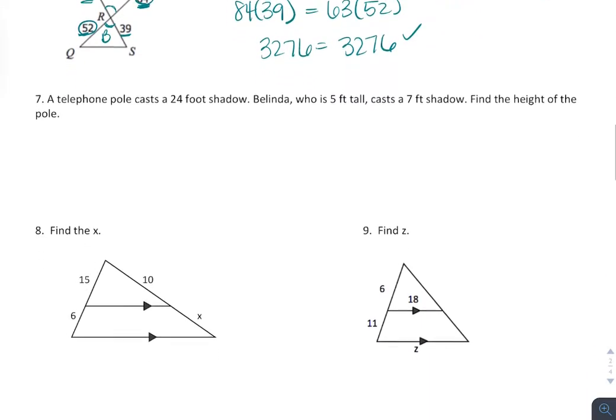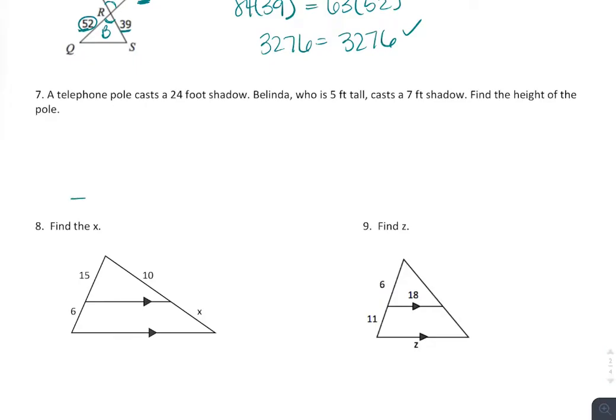All right, number 7. Telephone pole casts a 24-foot shadow. We don't know how tall it is though. Belinda is 5 feet tall. She cast a 7-foot shadow. Here's Belinda. And then we have our telephone pole. And it says find the height of the pole. So if we don't know the height of our pole, that is our x. The two sides that go together, x and 5 go together. And then 24 and 7 go together.